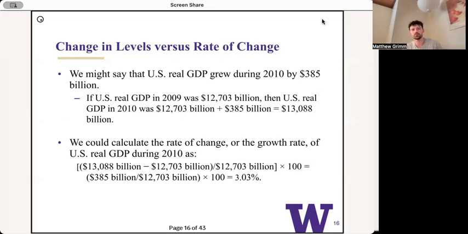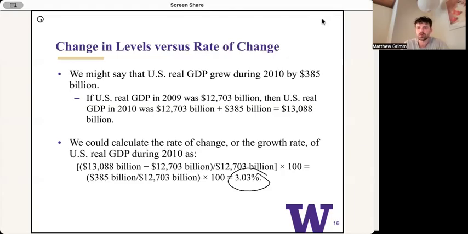Here's an example. We might say the US real GDP grew during 2010 by 385 billion. If the US real GDP in 2009 was 12 billion, then real GDP in 2010 was 13 billion. So we could calculate the rate of change, or the growth rate, of the US real GDP during 2010 as this number, which comes out to be 3.03%. A helpful reminder: when we're finding these growth rates, the same formula will be used throughout this class. It's also just a percentage change metric.